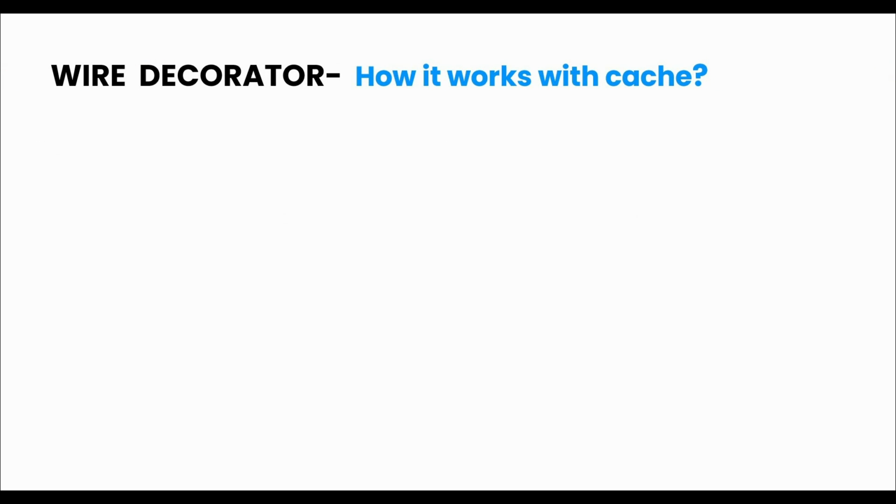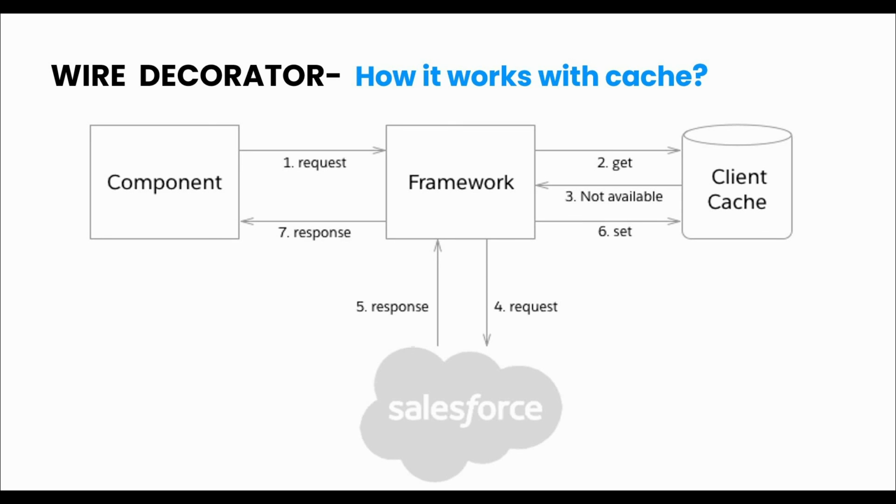Let me explain with a diagram how the wire decorator internally works with cache and how it can help improve component performance. So when a wire decorator makes a request from a component, that request first goes to the framework. Here, the framework first checks whether the data is available in the client-side cache. I mean if you are using our browser, the framework will check our browser cache. If yes, it will return the data and our request will be fulfilled from here only. I mean the framework will not make a server request. And if data is not available in the client-side cache, the framework will make a request to the server, and whenever it gets data, it will first store that data in the client-side cache. After that it will return it to the component.